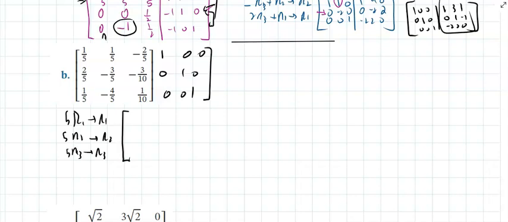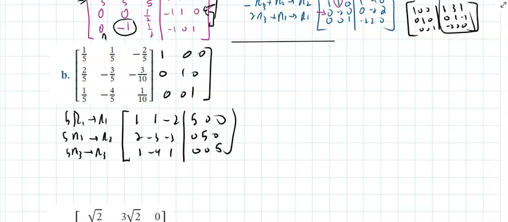And what will happen? I'll get a 1, 1, negative 2, 5, 0, 0. I'll get a 2, negative 3, 0, 5, 0. And a 1, negative 4, 1, 0, 0, 5. And now I'll proceed just like we did. I want to make those two 0 first.